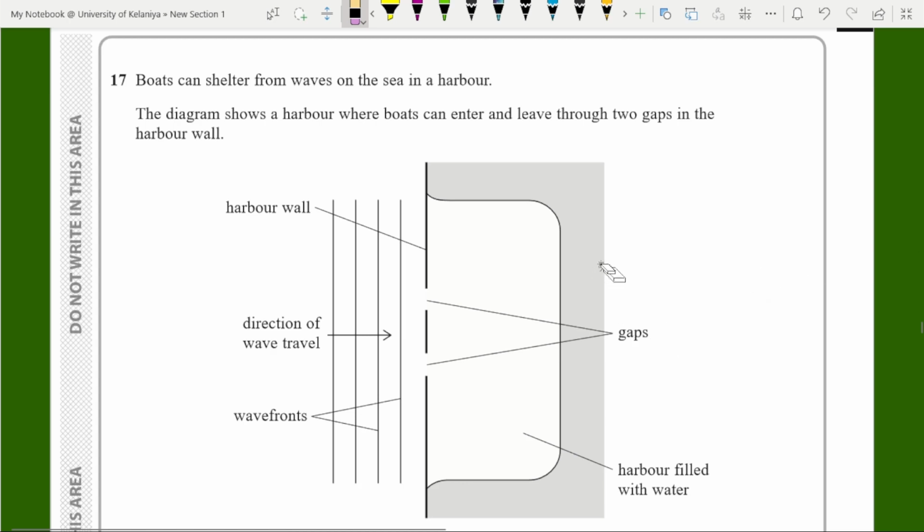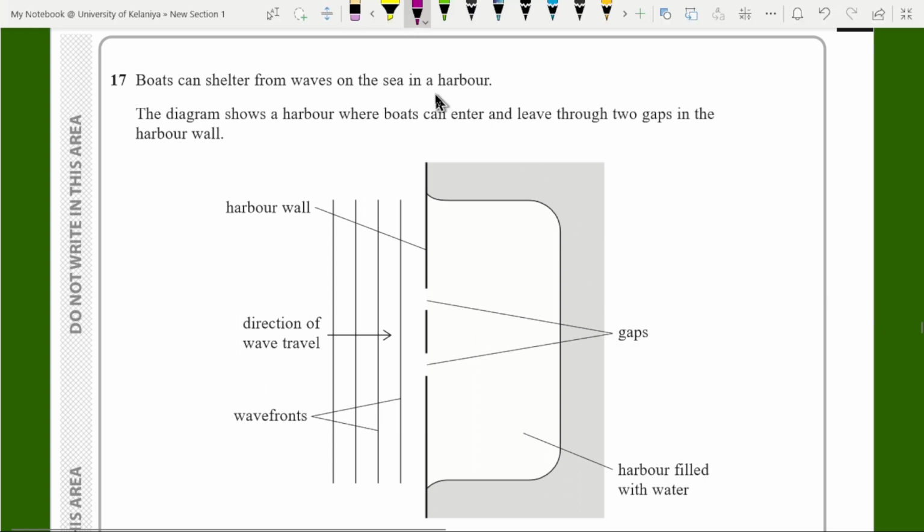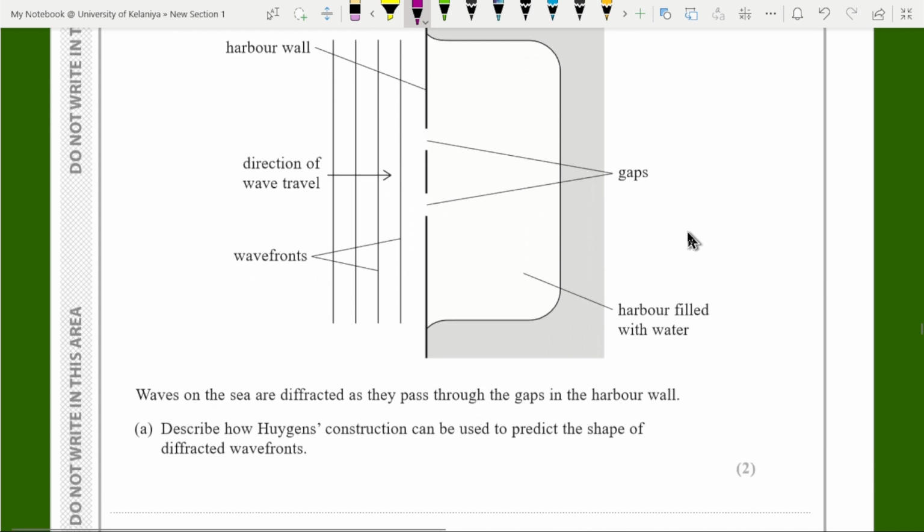Right? The 17th one over here. They have mentioned that boats can shelter from the waves on the sea in a harbor. The diagram shows a harbor where boats can enter and leave through two gaps in the harbor wall. Here we have the diagram. Waves on the sea are diffracted as they pass through the gaps in the harbor wall. Describe how Huygens construction can be used to predict the shape of the diffracted wavefronts.